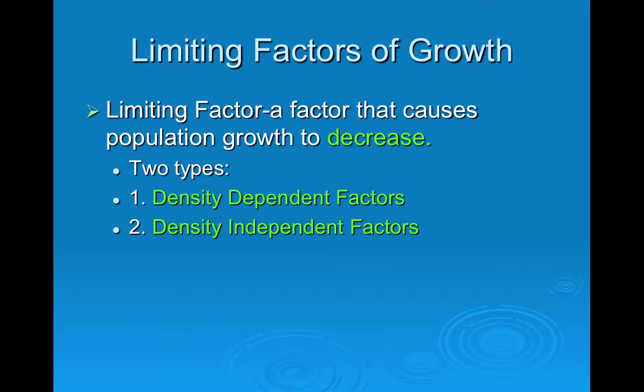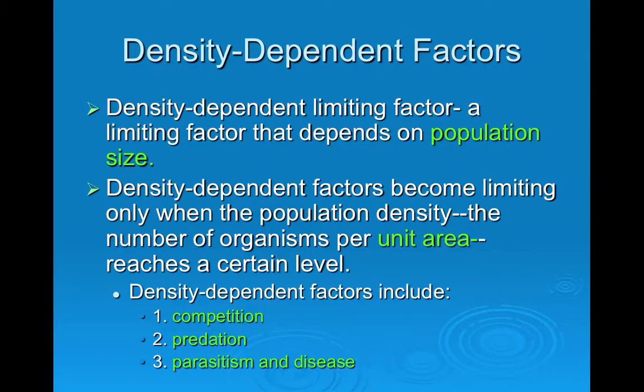And then we're going to have density-independent factors. Density-independent factors are just factors that, no matter the size or the density of the population, are going to affect all members of the population the same. Density-dependent limiting factors are limiting factors that depend on population size. They typically affect populations that are large and dense the most. Let's look at human beings. In New York City, there are many humans living together. And if some of these different factors we're going to talk about were to affect humans, they would affect the humans in a very dense population like New York City quite more readily.